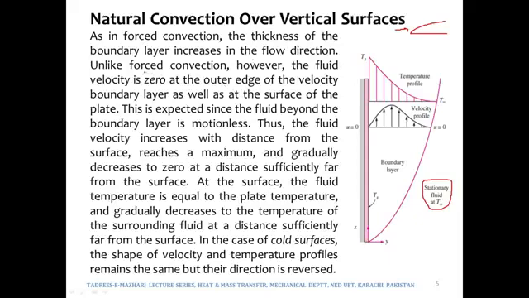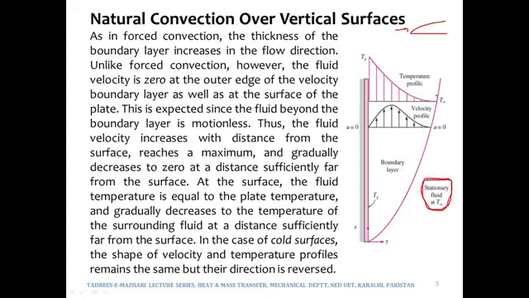However, unlike forced convection, the fluid velocity will be zero at the outer edge of the velocity boundary layer as well as at the surface of the plate. Why? See, the fluid is stationary, right? We are not using any means to make it flow forcefully over the plate. So the fluid's velocity is in fact zero.